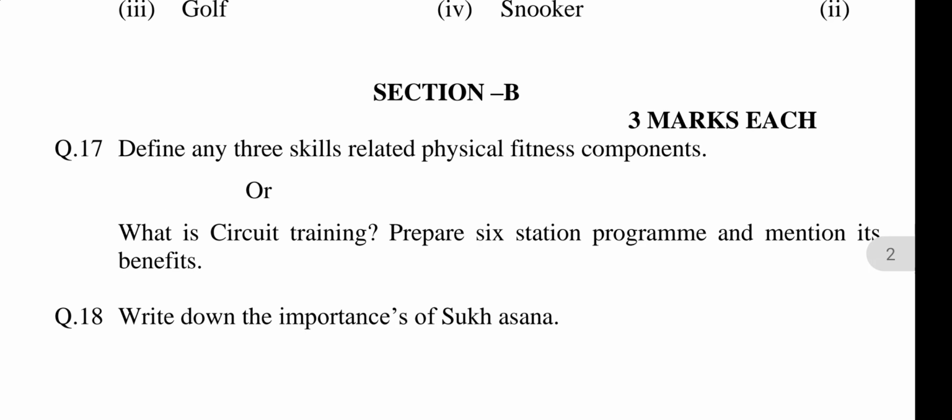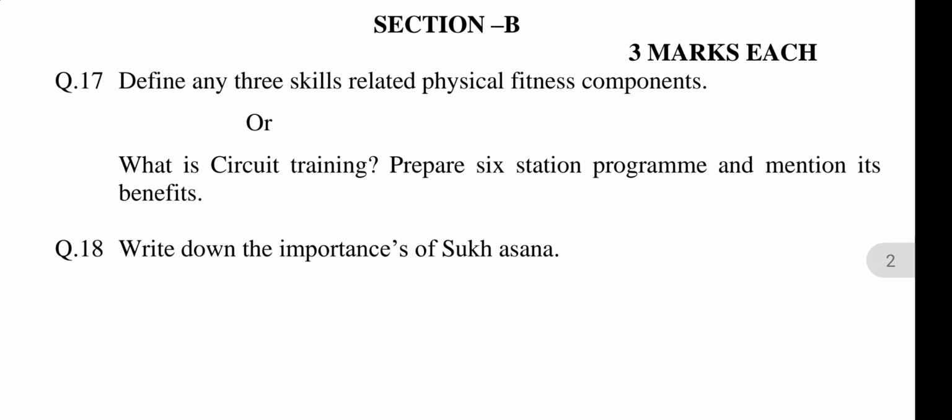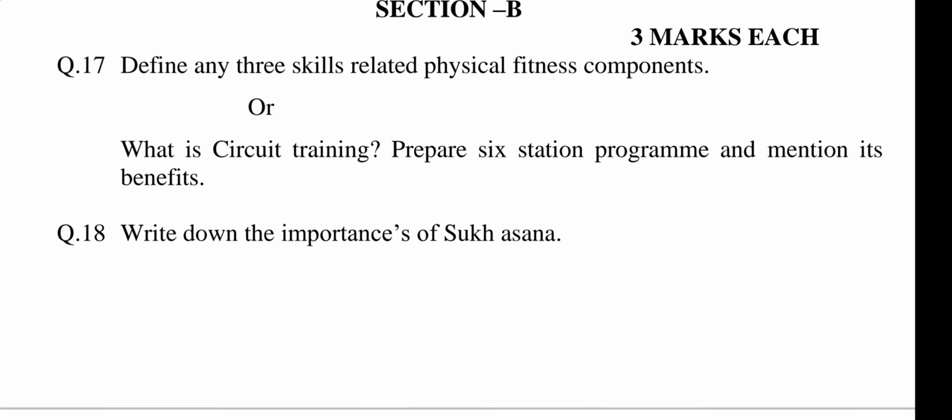Section B. Each question carries 3 marks. Question number 17. Define any 3 skill related physical fitness components. This question is related to chapter number 1, physical fitness. The answer may be: 3 skill related physical fitness components are as listed below. Number 1, strength. Then write types of strength.